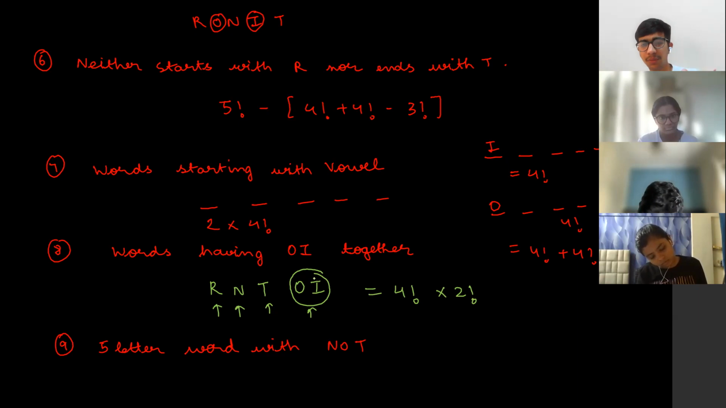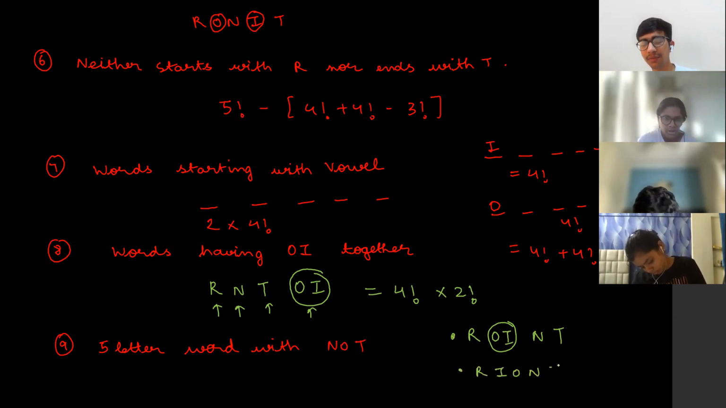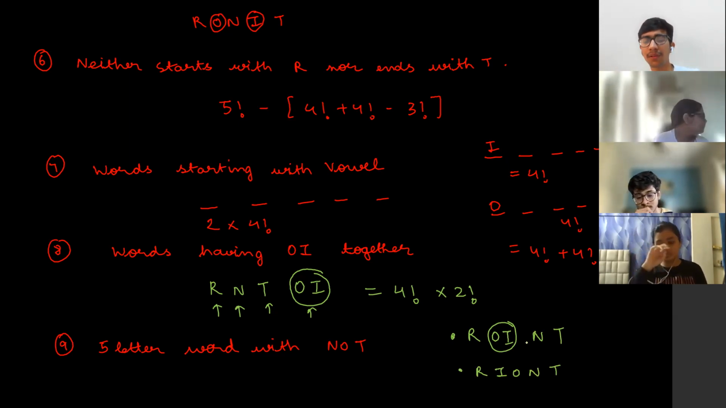Look, we tied O and I together, right? So if R and T are at these positions and the OI unit comes in the middle, we have counted that case. And when we are doing 2 factorial, these two cases will be there. It will be R, I, O and T also. So basically you are arranging these 4 units, and wherever OI comes, you multiply by 2 factorial. So O and I is done, I and O is also done.